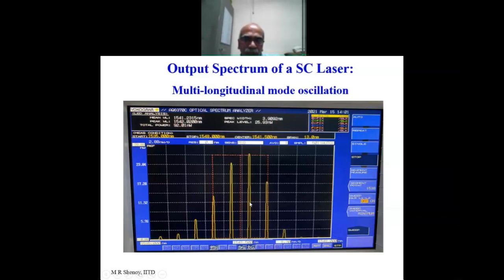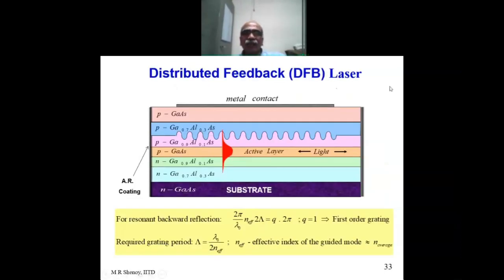But if you pick up only one longitudinal mode, that is, if you consider a laser which emits only one longitudinal mode, then the line width will be extremely narrow. It will be extremely monochromatic, highly monochromatic. They are called single frequency lasers. And one of the designs which is used is a distributed feedback laser, widely used in optical fiber communication.